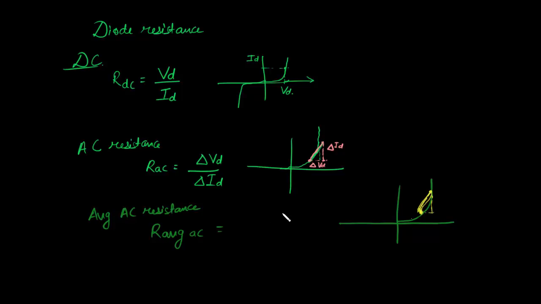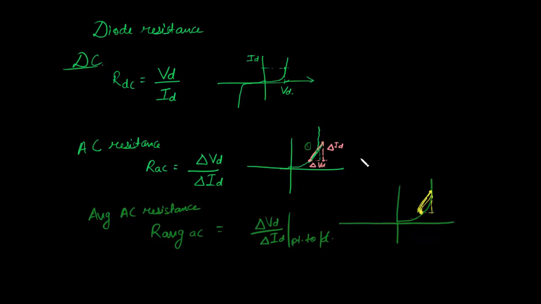So it is defined in this way. This average resistance is delta VD upon delta ID, point to point. This AC resistance we saw here is calculated at a quiescent point of the diode.